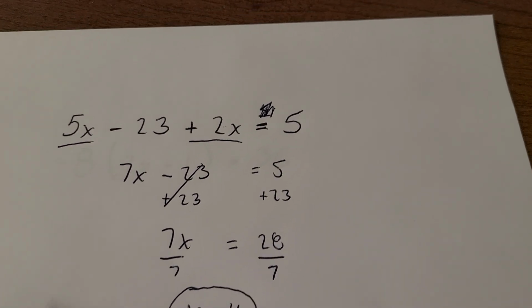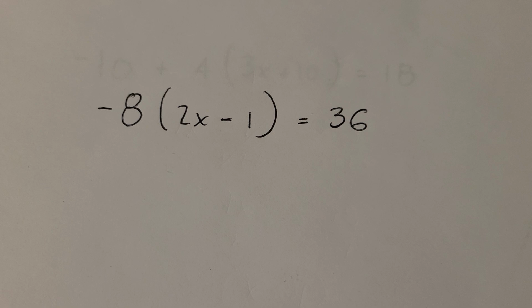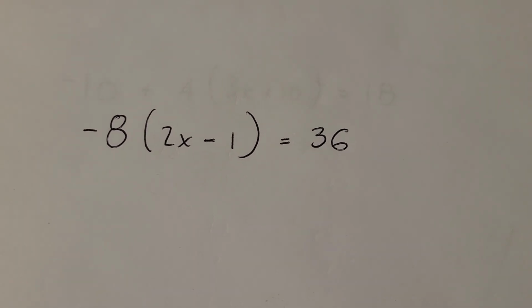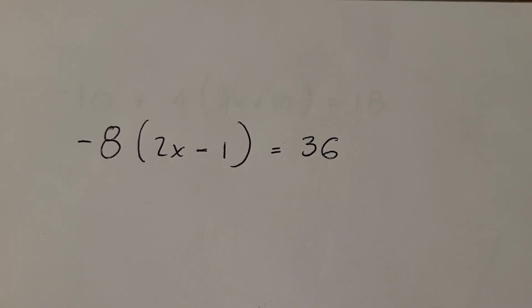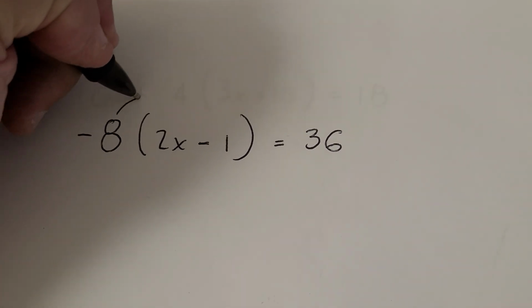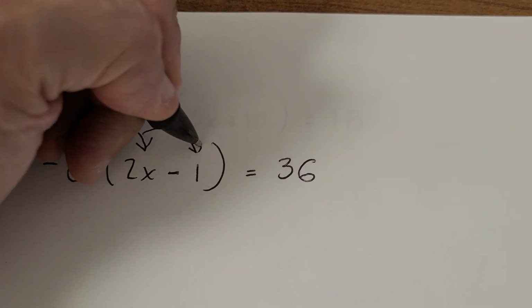Okay, 5 of these. Next one. Okay, you'll be asked to distribute next year. Now we kind of covered this a little bit in Math 7, but not a whole lot. Okay, so we're going to take -8, and we're going to put an arrow, and we're going to multiply it here, and we're going to multiply it by here.